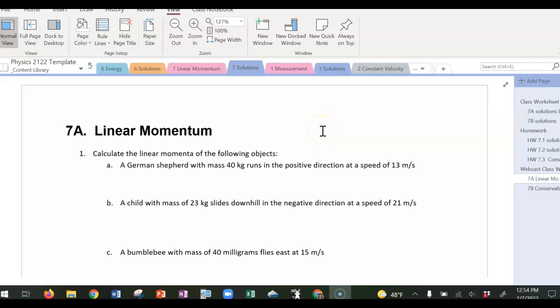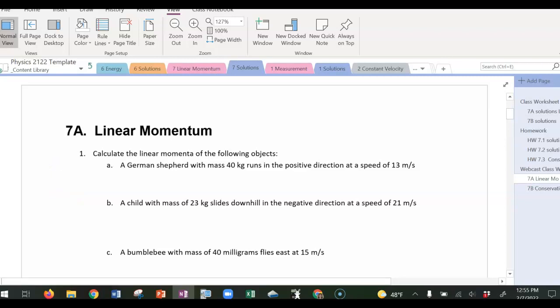This webcast talks about some problems that involve linear momentum and the impulse momentum theorem. First we're going to start off by just calculating the amount of linear momentum of different objects.